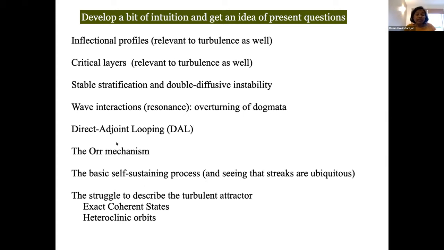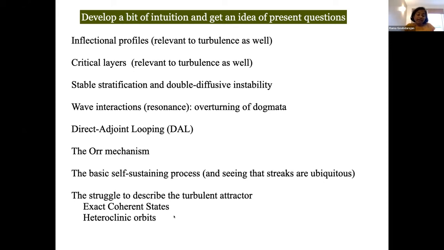We'll talk about two mechanisms which are important in transition to turbulence. One is the Orr mechanism. It's considered less important, but in some situations it can become very important. It's a two-dimensional, very old mechanism which departs from the simple-minded linear stability studies. So this goes beyond that, and we'll see how. So then we'll also talk about a basic self-sustaining process. This is very, very important in instability as well as in turbulence. And the struggle to describe the turbulent attractor in terms of what we have learned.